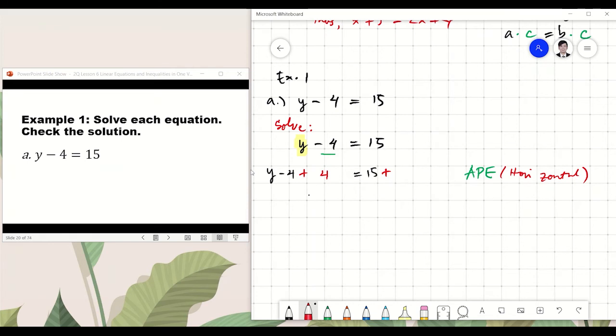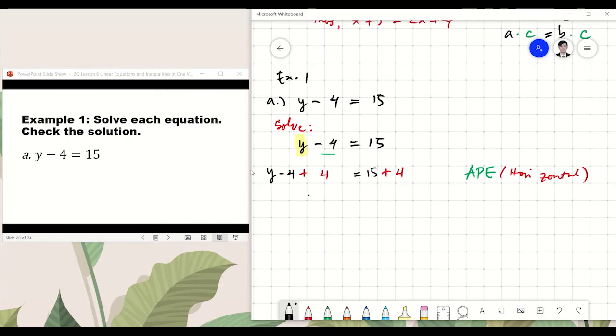Hindi siya pwedeng 5, hindi siya pwedeng 10. Kasi hindi siya magiging 0. So, hindi pa rin isolated si y. So, yung gusto natin maging 0, yung negative 4. At para mangyari yan, we just have to add its opposite. So, kung ano yung dapat tanggalin natin, i-add lang natin yung opposite niya. Or in other words, additive inverse. So what's the additive inverse of negative 4? That's a 4. Whatever you do on the left, following AP, do the same thing on the right. So you also have to add a 4 on the right.